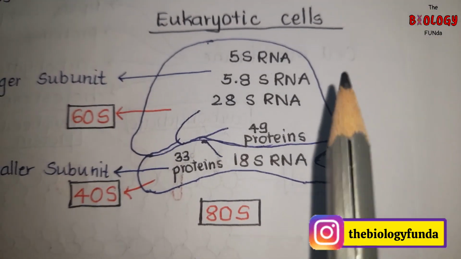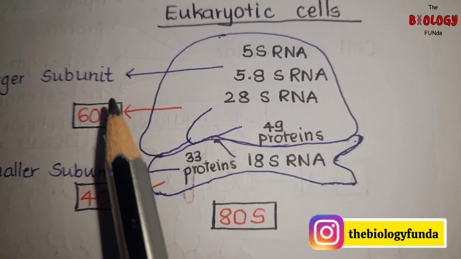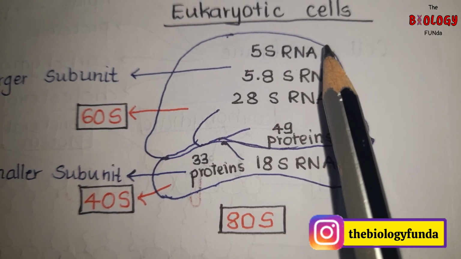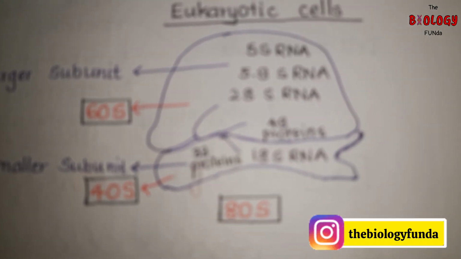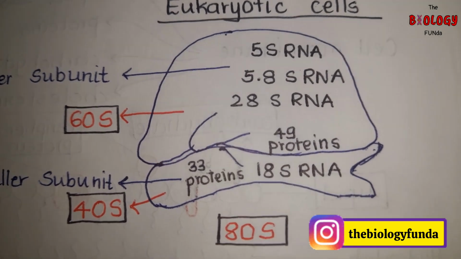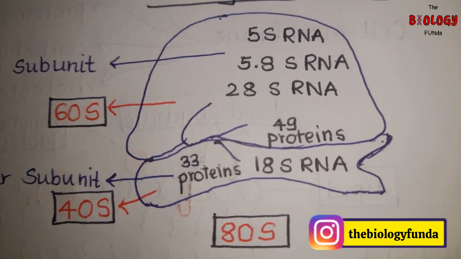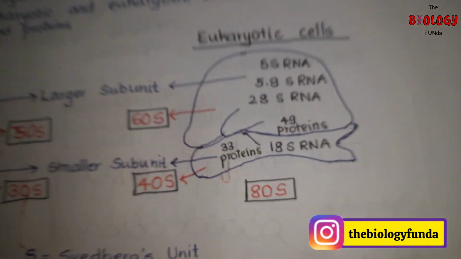Well, if you look at the RNA and proteins in eukaryotic cell, in 60S it is 5S rRNA, 5.8S rRNA and 28S rRNA, and there are 49 proteins. While in the smaller subunit you will find 18S rRNA and 33 proteins.